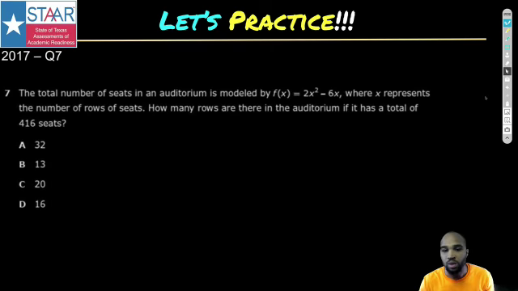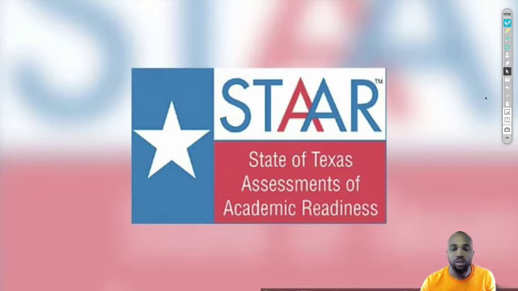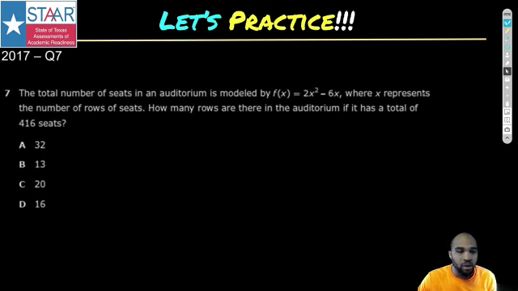I'm going to jump to some STAAR questions that come up regarding this subject so you can see what it looks like on the STAAR. So here's a question that was a couple of years ago in this same TEKS. The total number of seats in the auditorium is modeled by this function, f of x equals 2x squared minus 6x, where x represents the number of rows of seats. How many rows are there in the auditorium if it has a total of 416 seats?